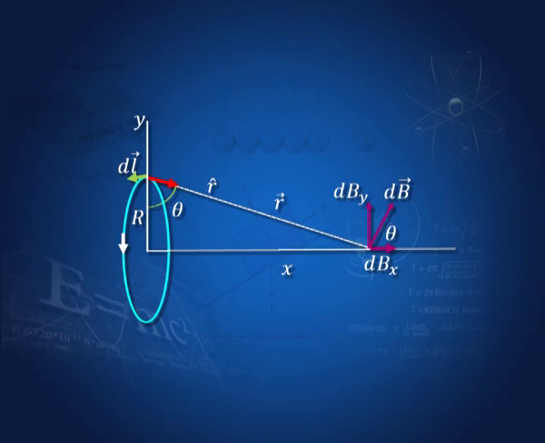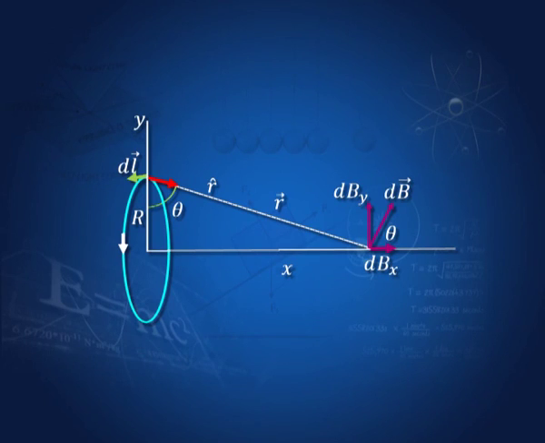Therefore, d l cross r cap simply becomes d l. If you have got this right, then you will not make any mistake. So, let me explain to you again. We have got d l, the current element, we have got r cap in this direction, and we have to look at the plane that contains this and this, that is this plane, and in that plane the angle between this and this is pi by 2. So, therefore, d l cross r cap is simply d l. The rest is just geometry.